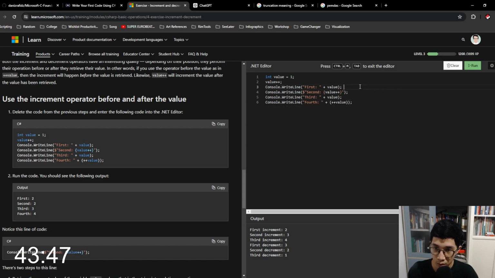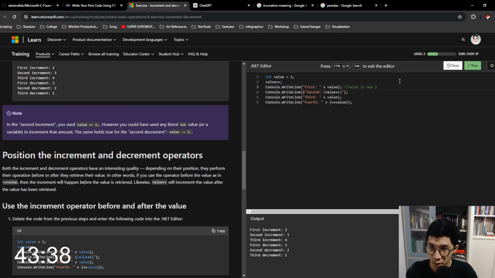Wait. Let me guess first, please. I don't want to see there. Value is now 2. Value is now, I see, I think at this moment the value is not incremented immediately, but will be incremented on the 5th line, I think.